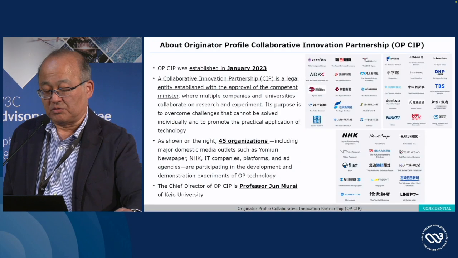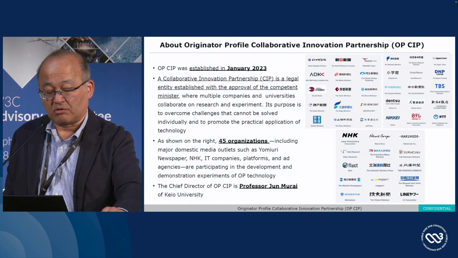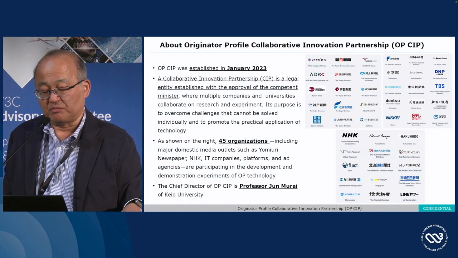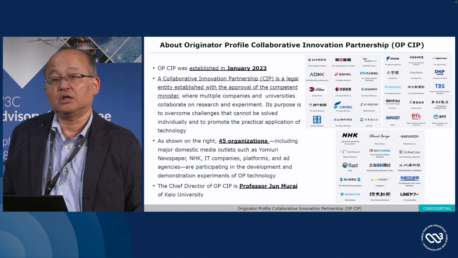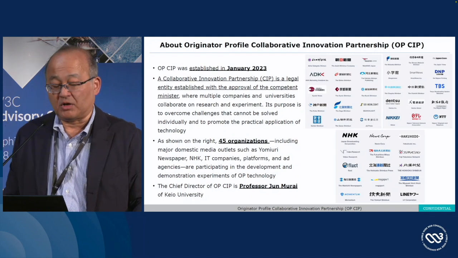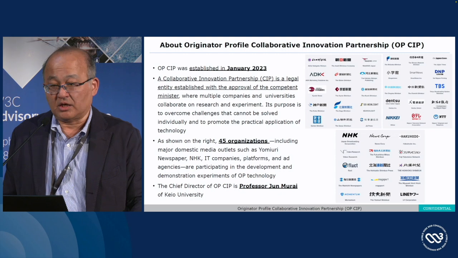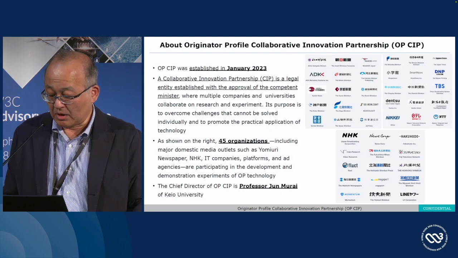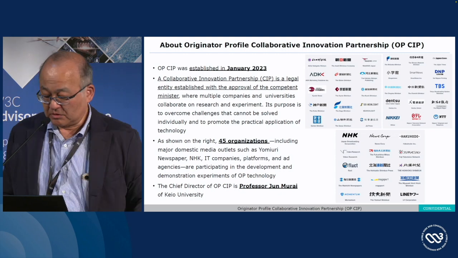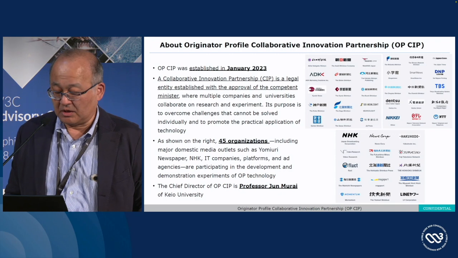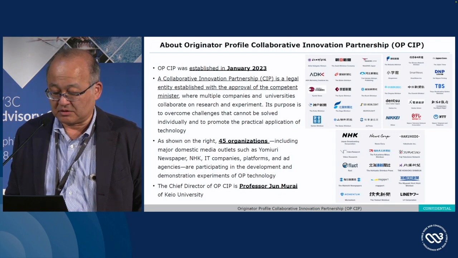And the Originator Profile CIP is a collaborative innovation partnership, which is a legal entity established under approval from the government. And we have 45 organizations now, led by Jim Rai. And we have many major newspapers working together with us.